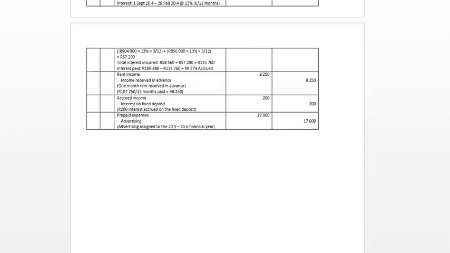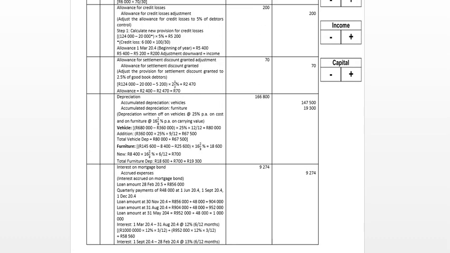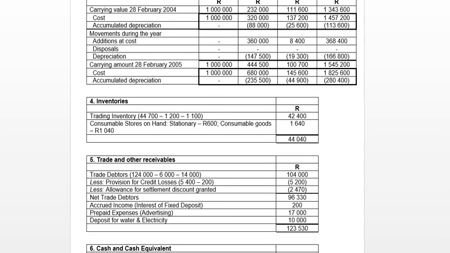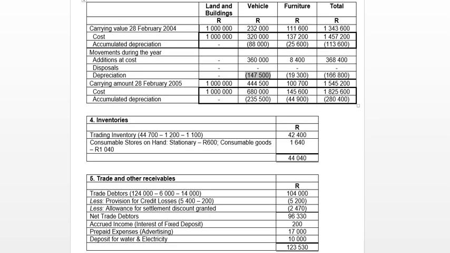The next thing we need to do is record what our depreciation was for this. So for vehicles it was 147,500 Rand and for furniture it was 19,300 Rand. Okay, so our depreciation will then decrease. So it's going to be negative 147,500 Rand and negative 19,300 Rand. So what we need to do now is fill in all the blanks.